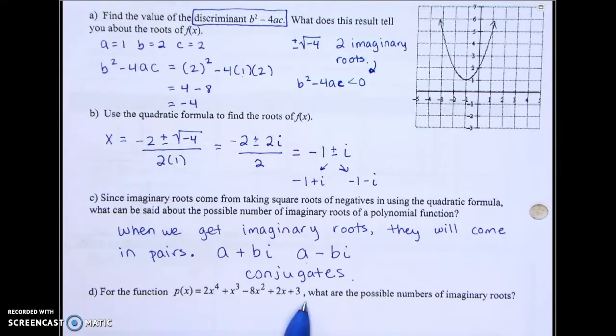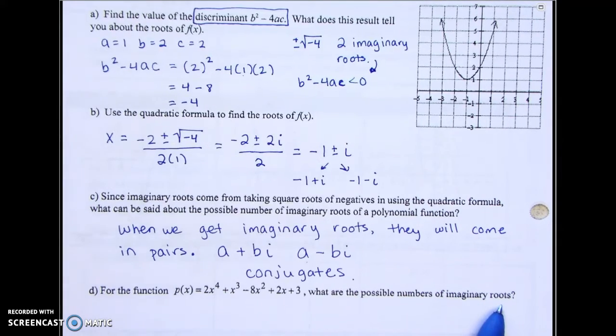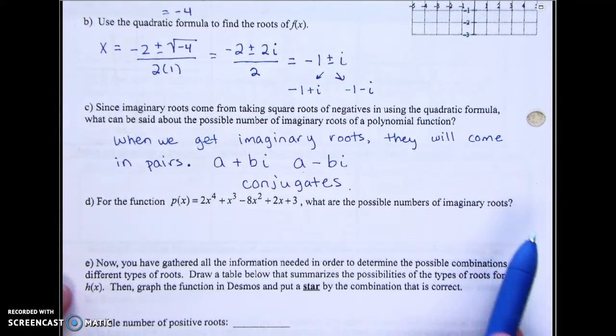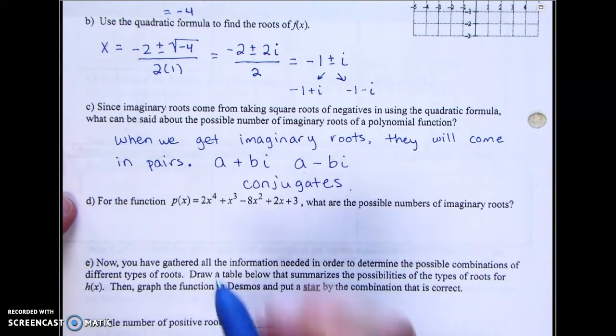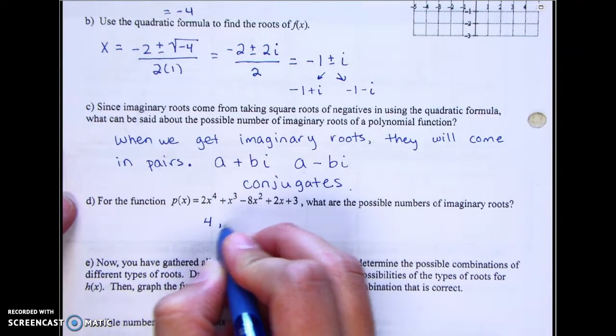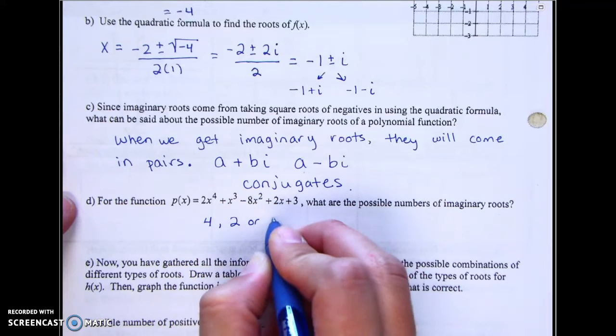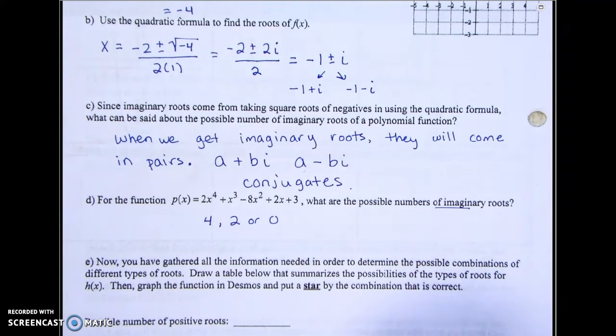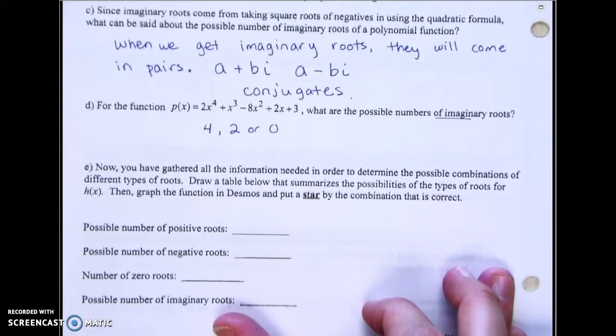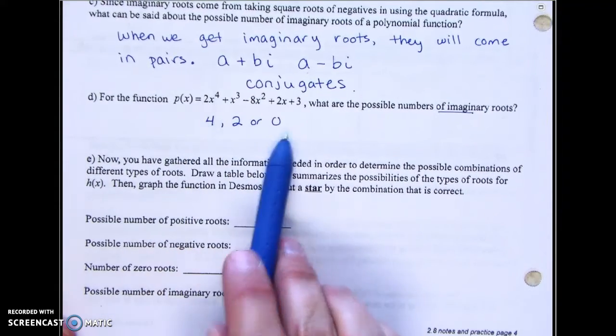For this function, what are the possible number of imaginary roots? All right, this is just what we practiced before. Well, what's the power here? 4. So there could be 4, 2, or 0 imaginary roots. And we actually know how to find it by finding the positives and negatives. But this is just to say they come in pairs.